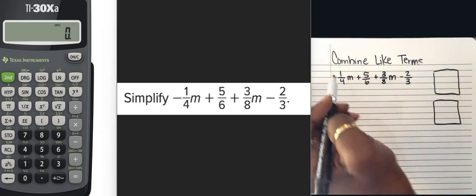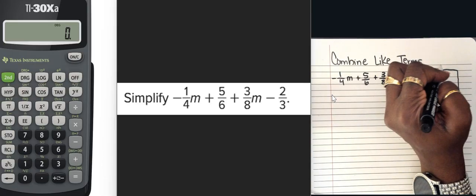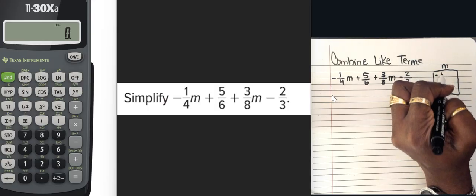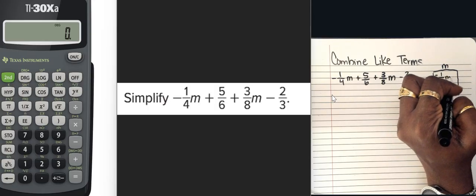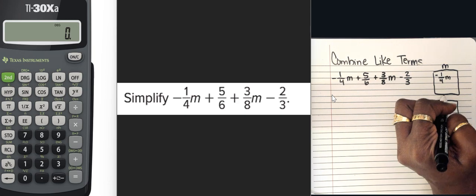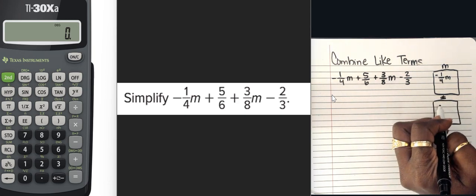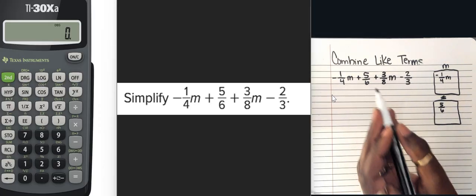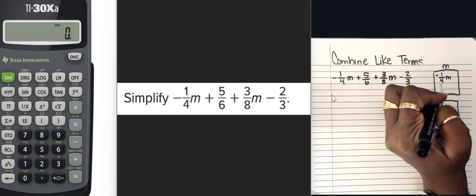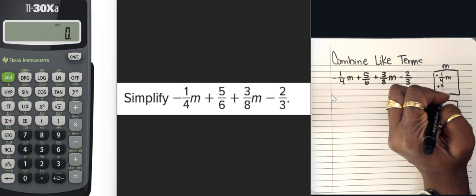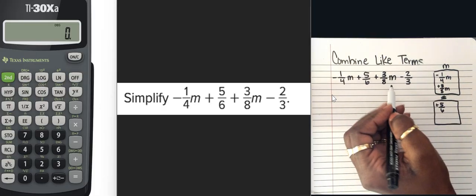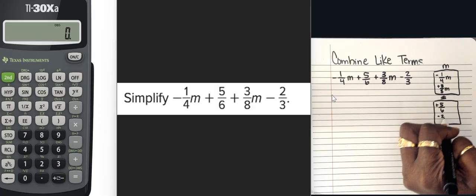So I see that I have 1/4 that goes in the m bucket. So we're going to have an m bucket that's negative 1/4 m. And then we have 5/6 that goes in our constant bucket. So we have 5/6. Remember, that's positive. And then we have 3/8 m. That's also positive. So 3/8 m. And then we had negative 2/3. So we have negative 2/3.